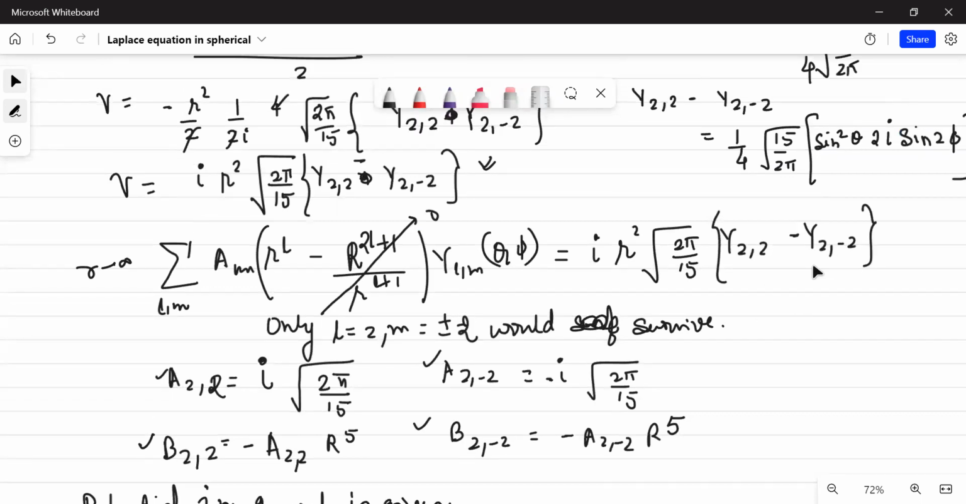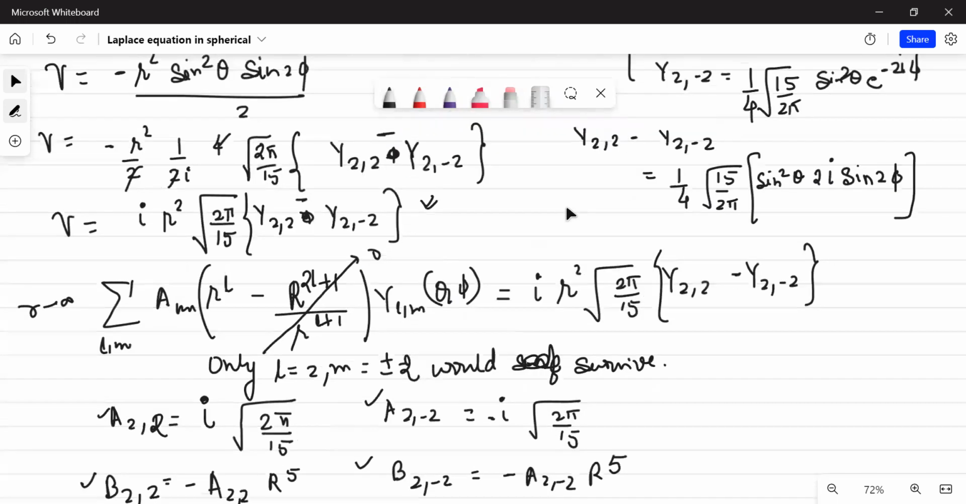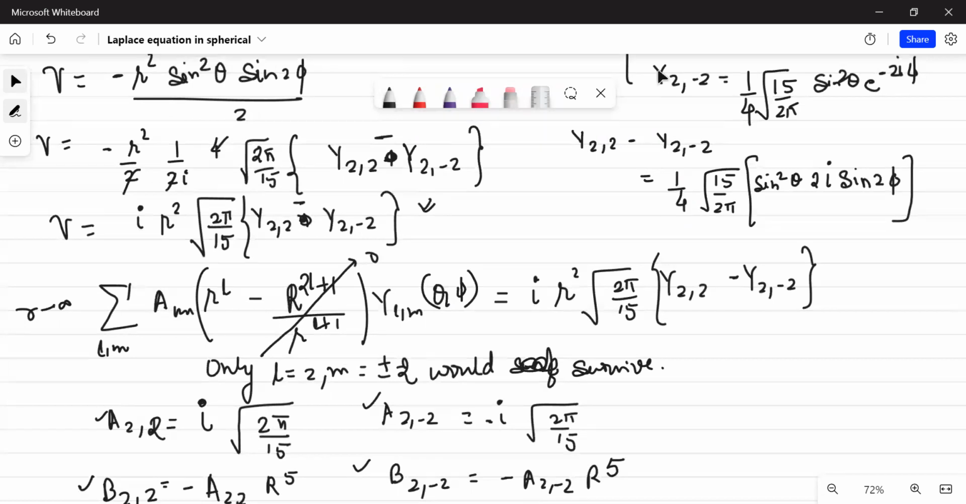Y_22 minus Y_2,-2, this was 1 upon 4 root over 15 upon 2 pi, and then you have this sin^2 theta, 2i was again there, and sin 2 phi was there. I'll write it somewhere so that I don't have to speak. So overall, this is the term that I'm going to copy down somewhere.